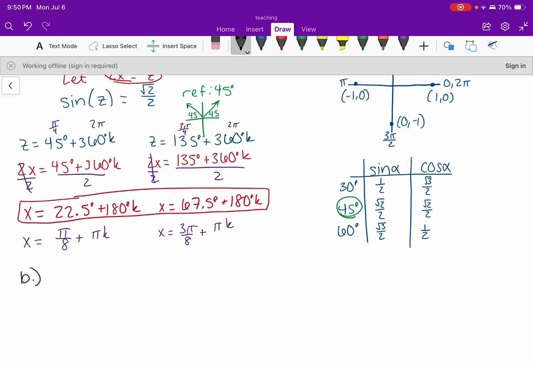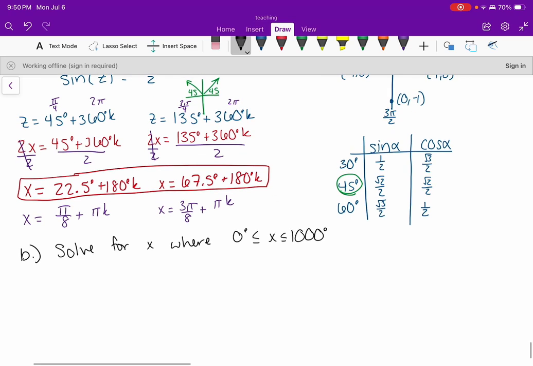So part B, we'll do another example of this. So we're going to solve for x, where x is between 0 and 1,000 degrees for this one. So this one, you're only going to give me answers within that interval. So we're not going to have the k at the end for our answer.